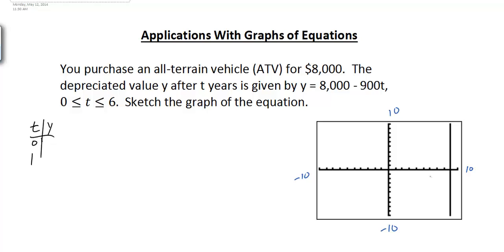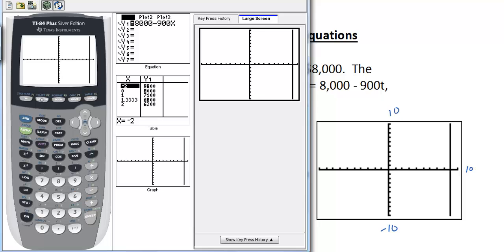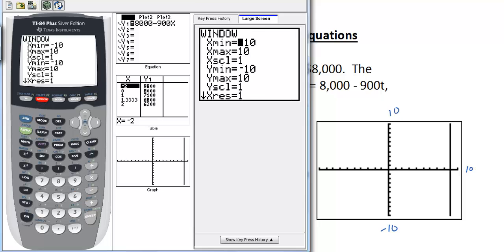So let's see how we can change the viewing window to get a better representation of this particular graph. What do you think we would want to go to? Well, if we look closely, they tell us that t right here is between 0 and 6. Well, that's the x-axis. So if we go to our calculator, we can go to the window. Our minimum x would be 0. So that's when we initially purchased the ATV. And then we want to look at it for the next 6 years. So we could type in 6. And I'm actually going to go one further than that. I'm going to type in 7 just so that it maybe shows up a little bit better on the screen. And I'm going to leave the scale at 1.